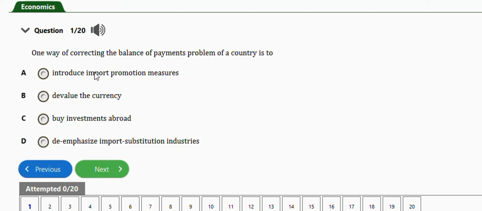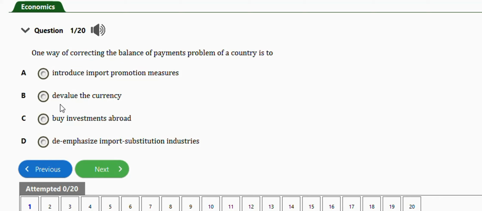The first question says one way of correcting the balance of payment problem of a country is to introduce import promotion measures, devalue the currency, buy investment abroad, or emphasize import substitution industries. The right answer is option B, devalue the currency. The devaluation of currency is basically reducing the exchange rate of a country's currency to another currency.